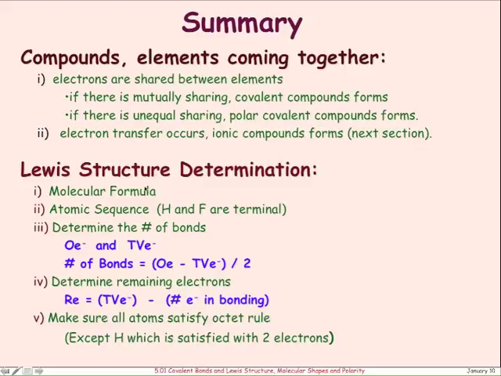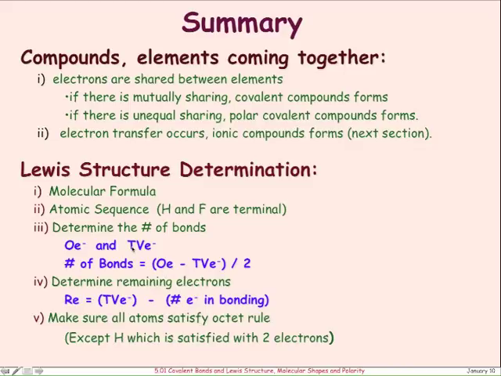The way you determine the Lewis structure is you write the chemical formula, you figure out the atomic sequence. Remember that hydrogen and fluorine can never be central, so they're always terminal, they're always at the end. You lay down the arrangement of the atoms, and then you do the bond table. You have 2 columns, OE and TVE. OE is octet electron. In that column you can only put 8 or 2. Please remember that. That's a common mistake. TVE is total valence electron. That's how many electrons each atom is bringing to the table. When you take the difference and divide by 2, that's the number of bonds this chemical has.